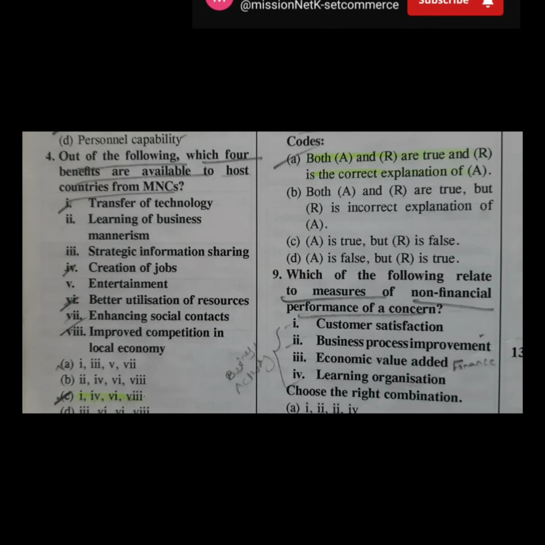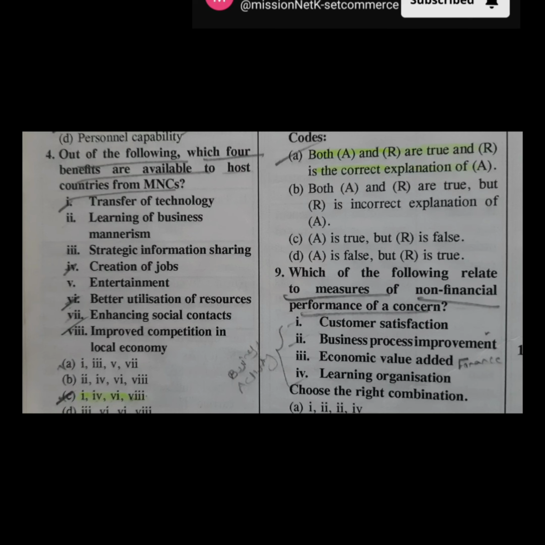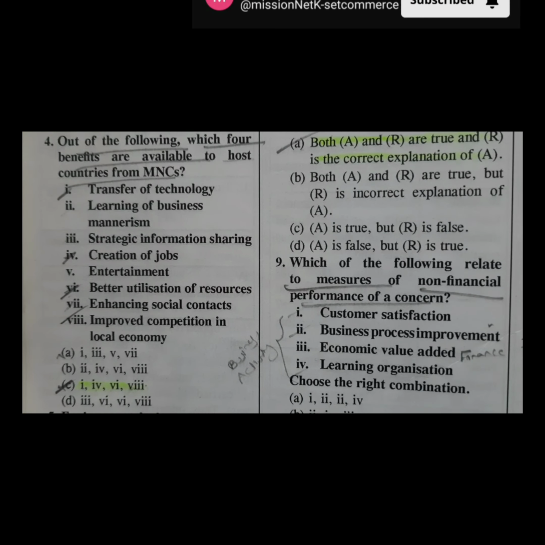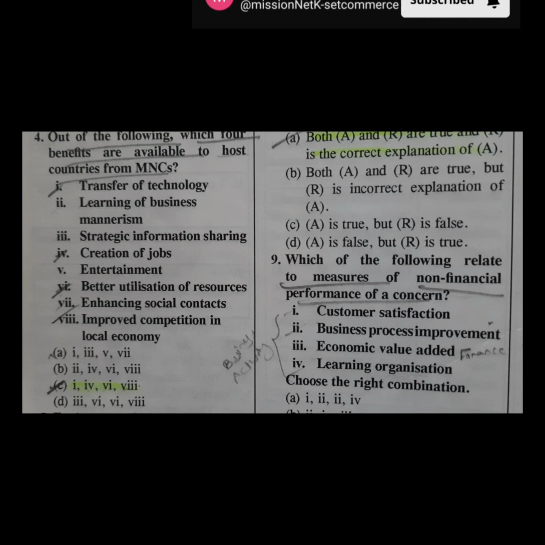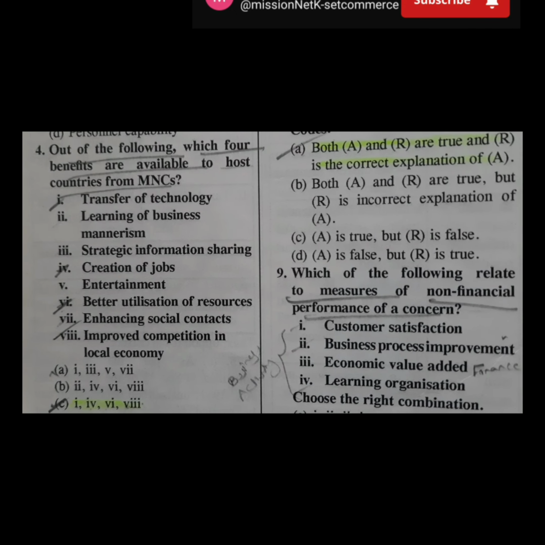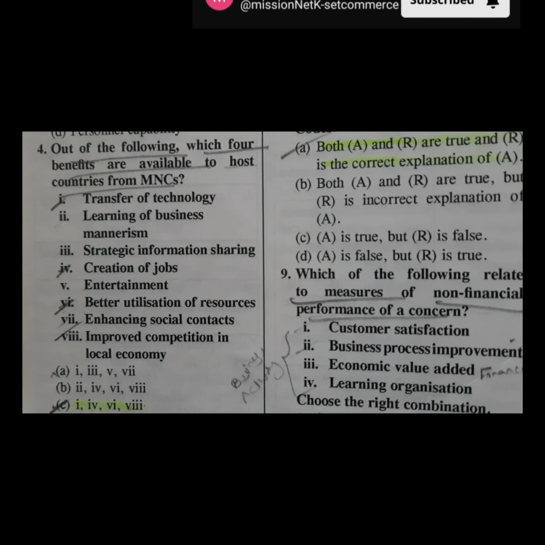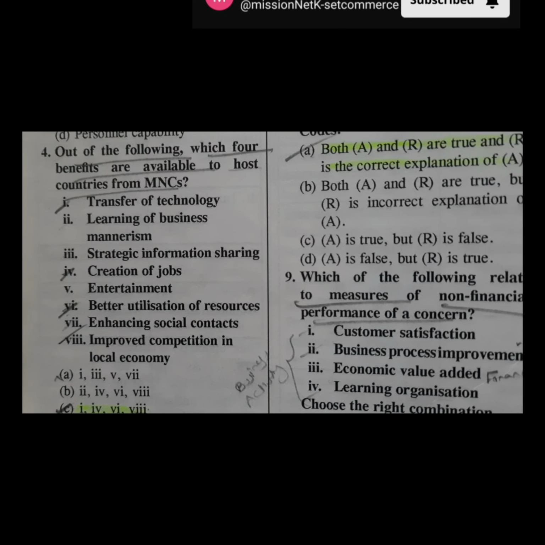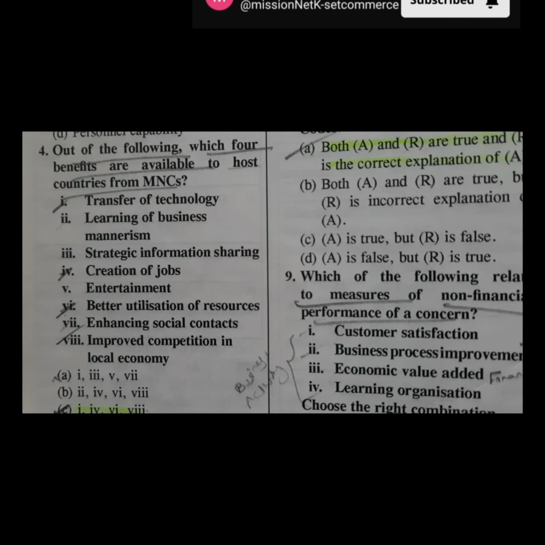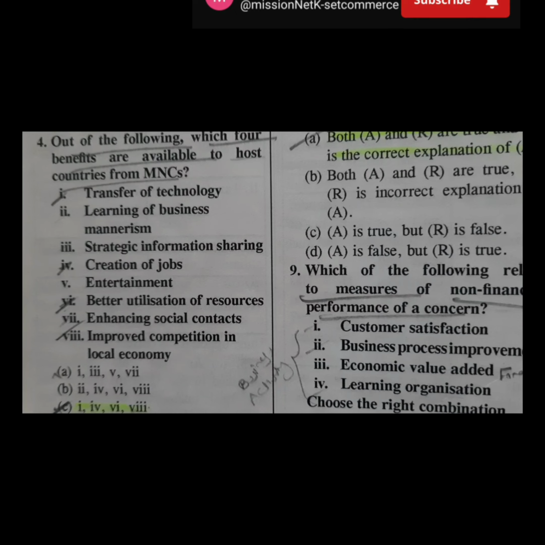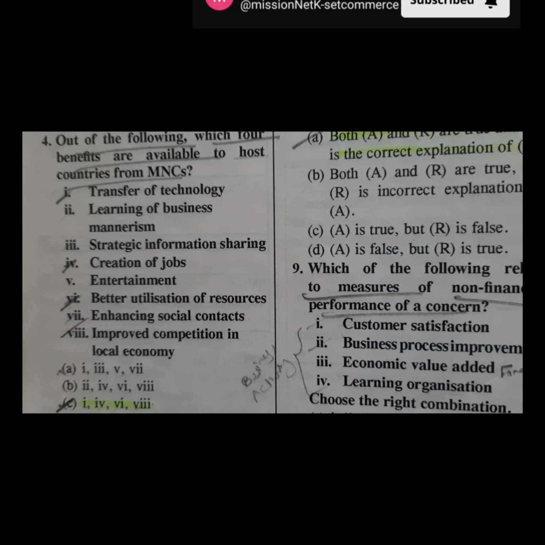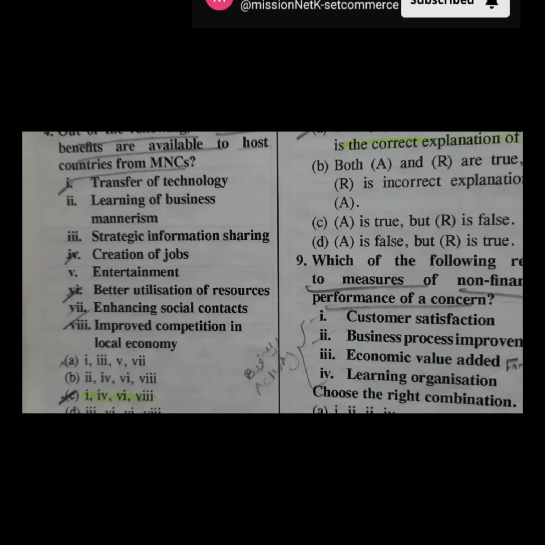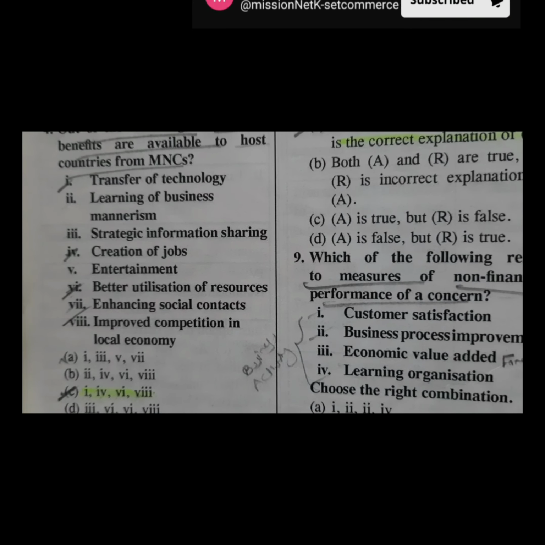The next question is out of the following which four benefits are available to host countries from MNCs? Here various options are given below. Various codes are given below. The right answer is option C. The four benefits available to host countries from MNCs are as follows. First one is transfer of technology. Second one is creation of job. Next one is better utilization of resources. Then the final one is improved competition in local economy. So the right answer is option C.